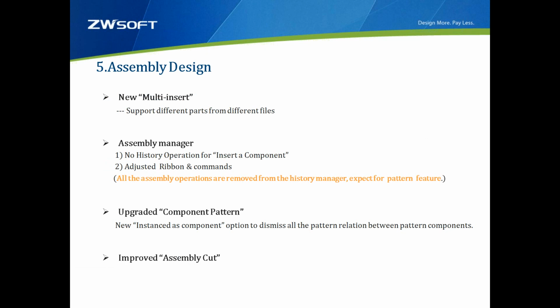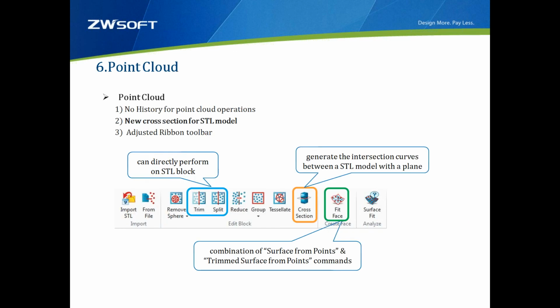Now next, I show something about assembly design. Assembly design is one point we also need to note, just as we have said: except for the pattern features, all assembly operations are removed from the history manager. So if you want to see the assembly information, you need to go to the assembly manager to check the component and alignment information. Also there are some other points, and I will not take much time to do it again.